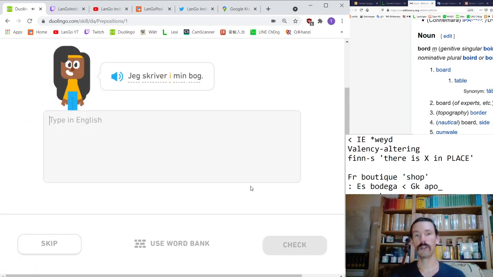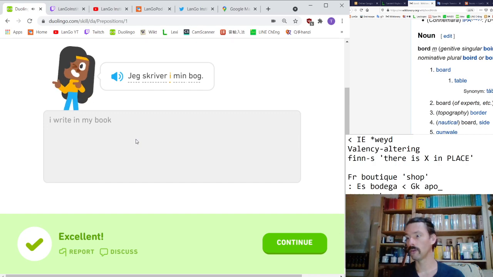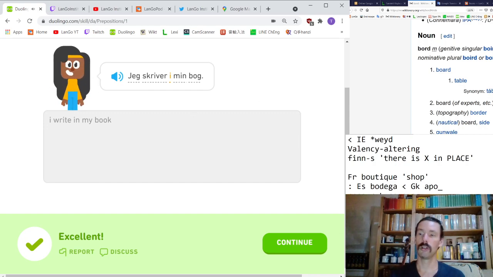Jeg skriver i min bog. Skriver i min bog. So as in Irish too, the in preposition has become e. Jeg skriver i min bog. In my book. It's pretty oblique and abstract. Let me just spell this one out.